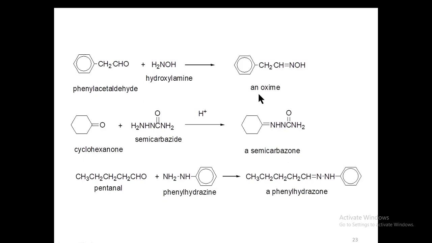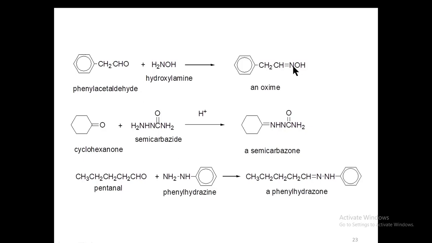Oxime, semicarbazide and hydrazone are produced. These are possible by the action of carbonyl compounds with amine and amine derivatives. These are amine derivatives. So amine derivatives give us oxime, give us hydrazone.